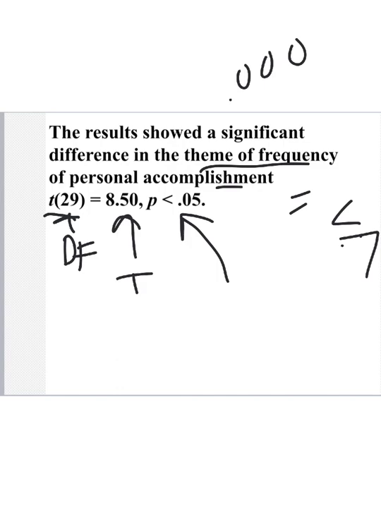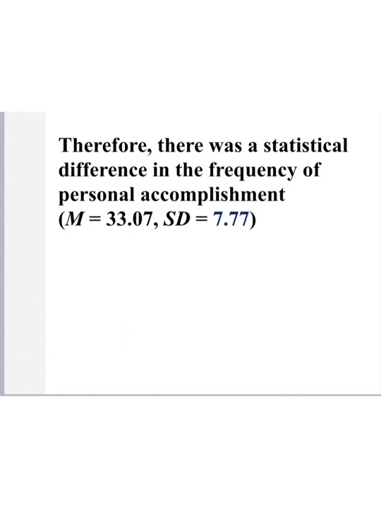Okay? This is the next sentence. What does the sentence tell me? That there was a significant difference, and then I would be able to tell 30, and since the DF is n minus 1, which is the participants, there was 30 minus 1 equals 29. 1 was free to vary. Next, therefore, conclusion, there was a statistical difference in the frequency of accomplishment.